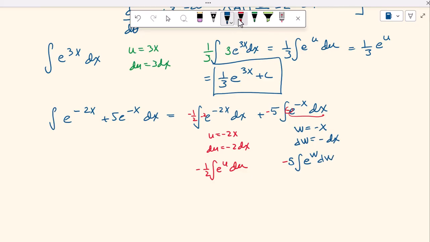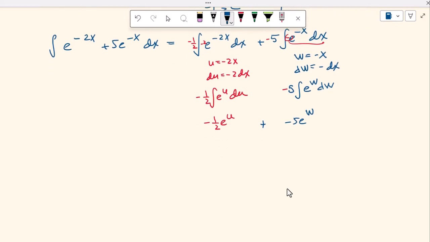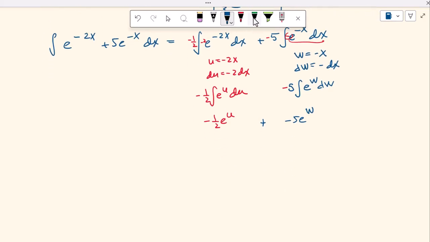Okay, so integrating over here, the integral of e to the u is e to the u. And over here, my integral of e to the w is e to the w. And these are added together. And then I do my substitutions. This is why I have to use two different variables for my substitution, because if I used u for each of them, what would end up happening is I'd sub in the wrong thing for this second one, which is just negative x plus c.